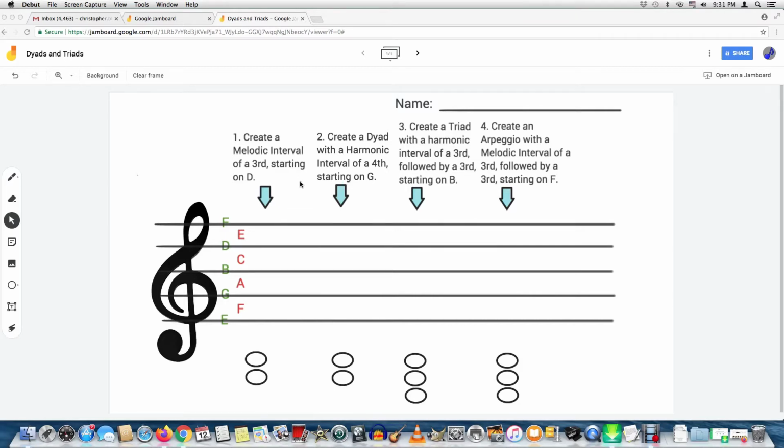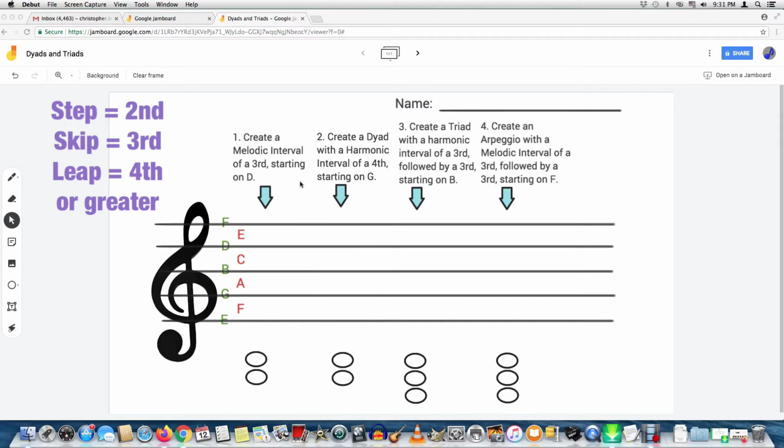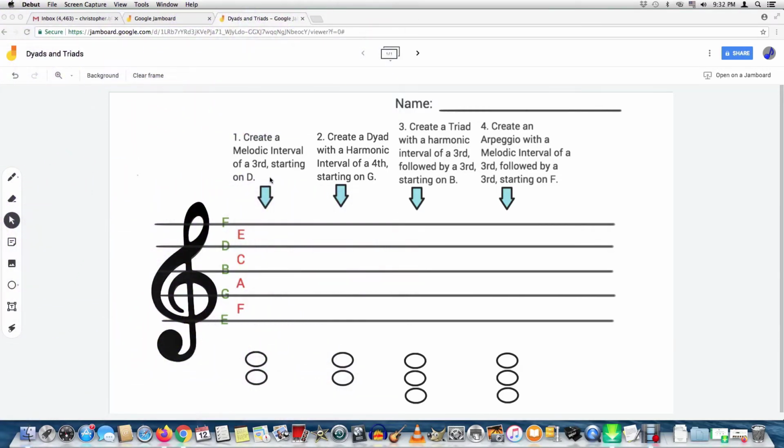Now, we learned last week about some different kinds of intervals. There's steps, and then there's skips, and then there's leaps. And I told you that a step is a second, whereas a skip would be a third, and a leap would be anything greater than a third, right? Now, this week we're going to get more specific with intervals. There are two main categories of intervals, and then we measure the intervals after we determine the category.